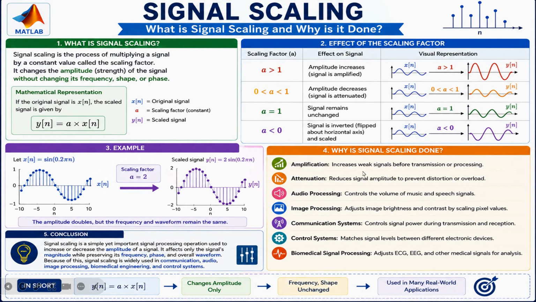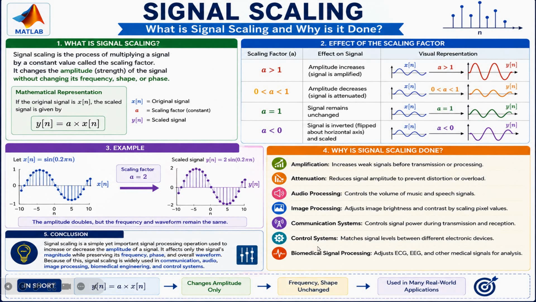First is amplification. It increases weak signals before transmission or processing. Second is attenuation. It reduces the signal amplitude in order to prevent distortion or overload. Next, it is used in audio processing, which controls the volume of music and speech signals. It is also used in image processing, where it adjusts the image brightness and contrast by scaling the pixel values.